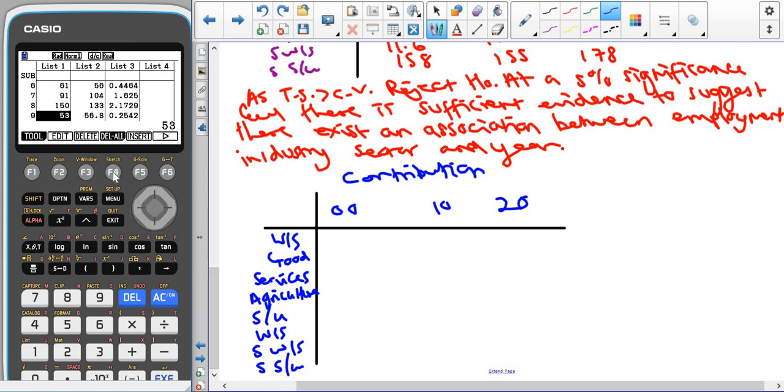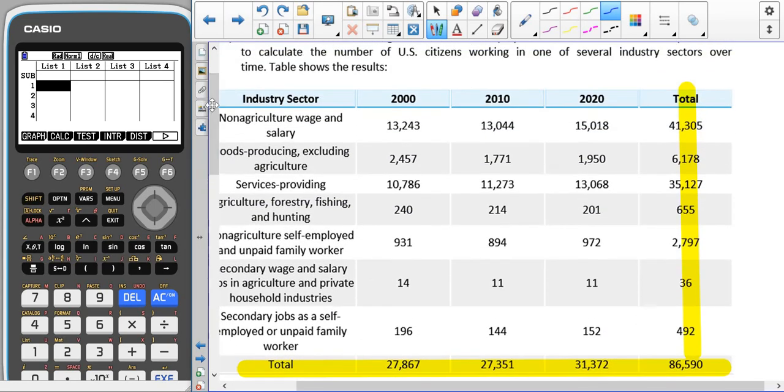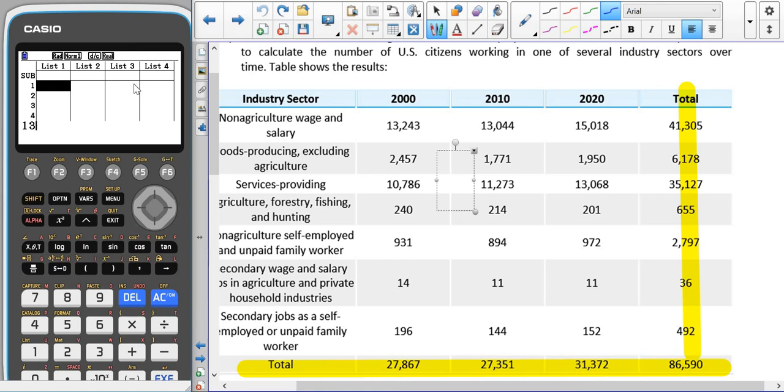Okay, so back here, deleting what we already have. Delete, delete, delete. Again, typing in our observed values into list 1. I'm just going to type them in going across. I'll enter the first few to show you, but then I'll pause the video and type the rest of them in. Sorry about that. So we have 13243, 13044, 15018, 2457. I'll just keep going. I apologise that this is going to be longer than I expected.